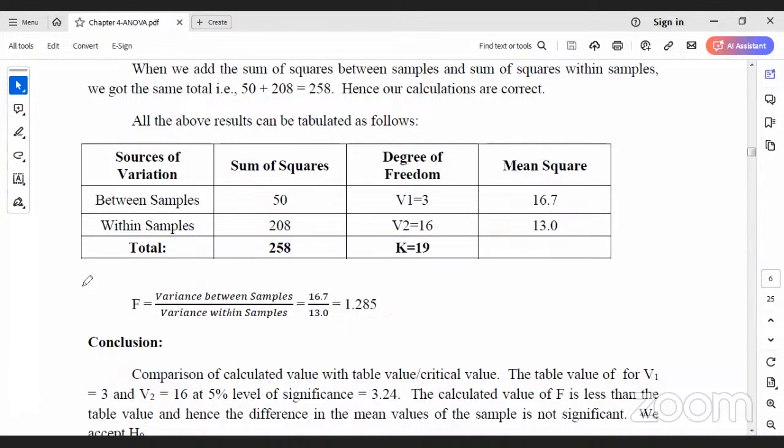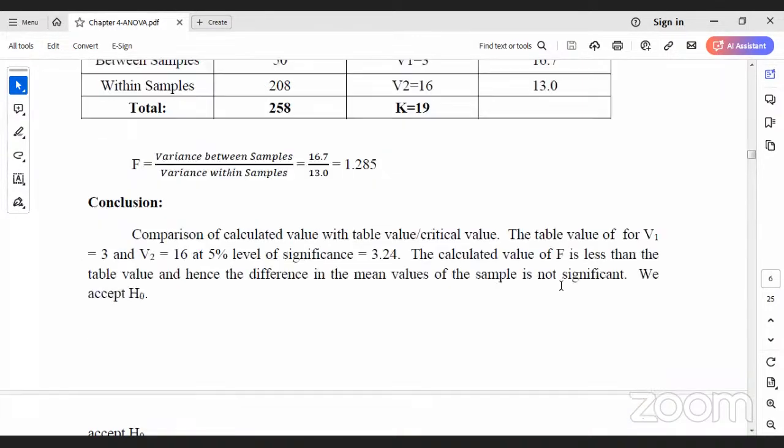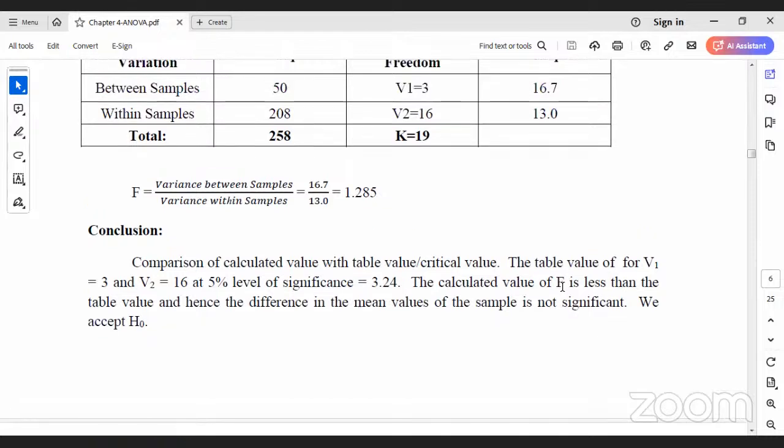After getting the calculated value, simply you have to write a small conclusion. The conclusion is most important here. That is the comparison of the calculated value with the table value or critical value.